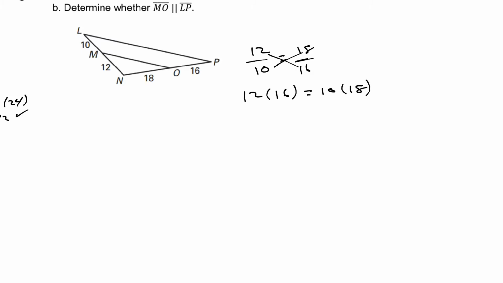On the left side, we have 12 times 16. Well, that's 192. And then on the right side, we have 10 times 18, that's 180. And we can see that those are not equal. If those are not equal, then that proportion was not true. So we're just going to say that these are not parallel. So I'm just going to write not parallel.